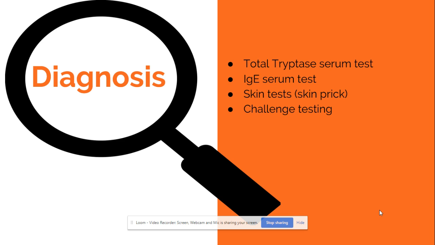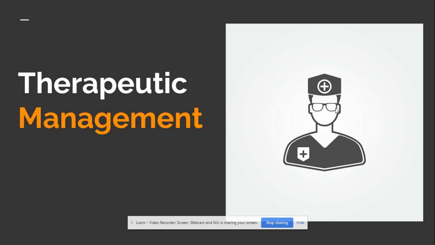So, diagnosis. How do we know there's an anaphylactic reaction happening? Well, for one, there will be an increased number of tryptase, which is a marker used to determine mast cell activity. Also, the antibody IgE with elevated levels. Skin tests such as skin pricks to determine allergies to different antigens, and challenge testing, which is exposure to different foods and monitoring the reactions.